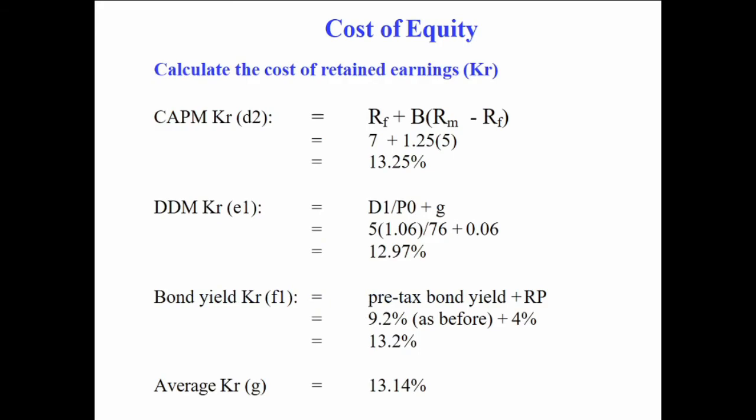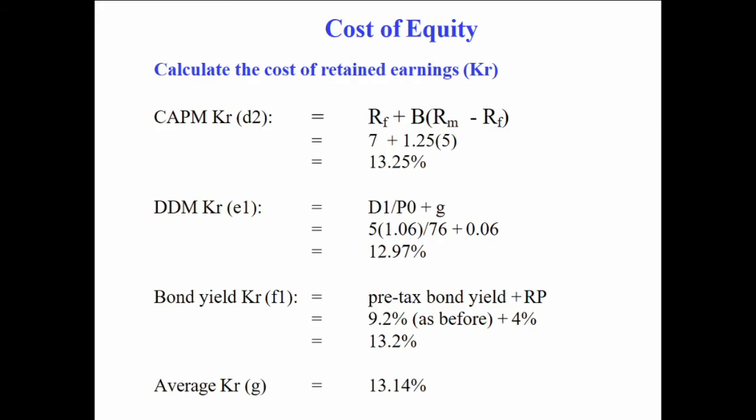And if we want to calculate the cost of retained earnings using the bond yield plus risk premium method, we need to take the pre-tax bond yield, which we calculated previously as being 9.2%. And to this bond yield, we are going to add a risk premium. This risk premium is based on management's judgment. However, we have been told in the question that 4% is appropriate to use as our risk premium when we calculate the bond yield approach.